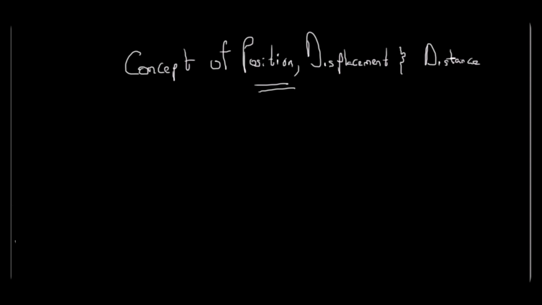What is position and how do we use position to describe motion? Position simply refers to where an object is located in space or in a plane. Position is measured in meters and it is denoted with the letter X.